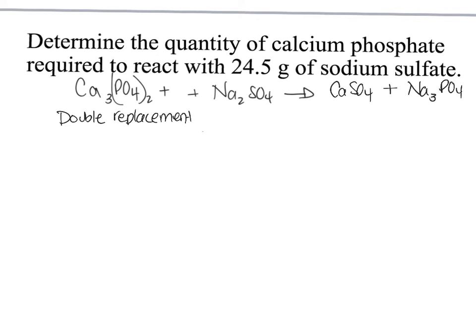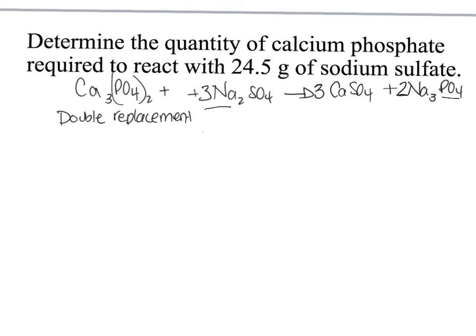So firstly, I see that there's 3 calciums here. So I'm going to put 3 in front of here. Now I have 3 SO4 molecules here, so now I need to put a 3 in front of here. Now I have 6 sodiums here, so I'm going to put a 2 in front of here. And now I have 2 PO4, so now I'm good.